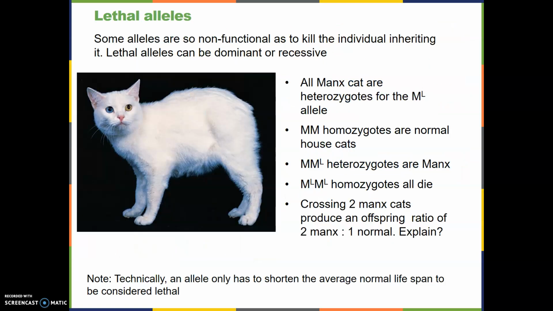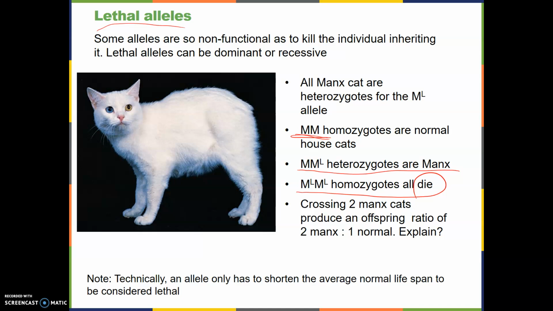All right, some alleles are lethal alleles. So all Manx cats are heterozygous for the capital M, capital L allele, big M, big L allele. If they have big M, big M, which means they're homozygous, they're normal house cats. If they have big M, little m, they're heterozygous and they are Manx. If they are little m, little m, then they are homozygous for the lethal allele and they will die. So the lethal allele is recessive.